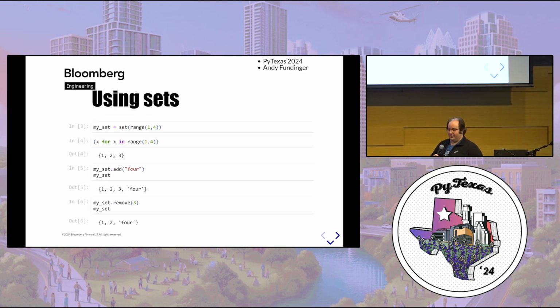Okay, so how do we use sets? We can declare them easily enough. There's a constructor. We have set comprehensions. We have an add method to add things. We have a remove method to remove things. Until we put in type hinting and start checking and start paying attention to the type checker, we can mix and match types in our set.